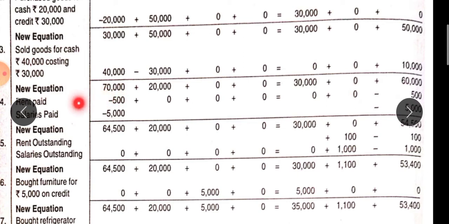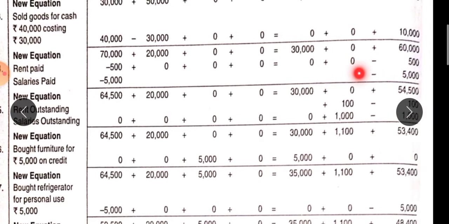Now take the next transaction. Rent paid, salary paid. You can show it in the same equation, or you can show it separately also. Here in the solution they have shown it in one equation only. See, rent is paid and salary is paid, so both will reduce the cash. So minus 500 minus 5,000, and all the expenses in the accounting equation are deducted from capital. So from capital 60,000, 500 and 5,000 is deducted. So the balance capital left is 54,500. Other things remain unchanged except cash. Cash 64,500. From 70,000, 5,500 is deducted, so the balance left is 64,500.